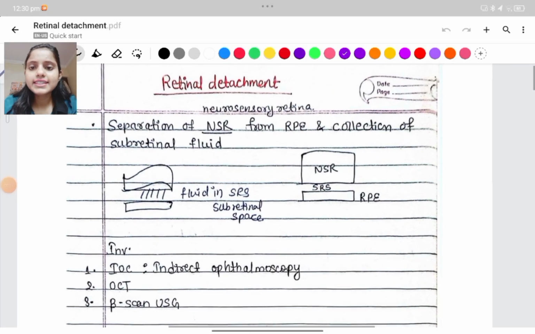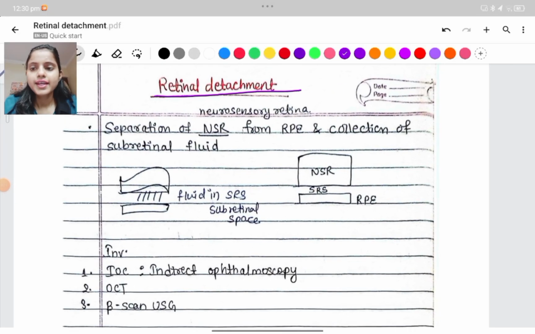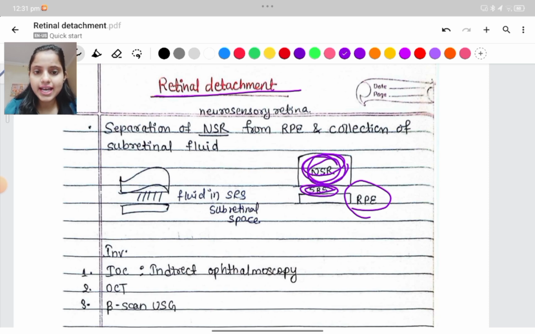Let's study retinal detachment. In retinal detachment, there is separation of the neurosensory retina from the retinal pigment epithelium, and there is collection of subretinal fluid in the subretinal space. Thus, there is separation of the neurosensory retina from the retinal pigment epithelium, and there is collection of subretinal fluid in the subretinal space.